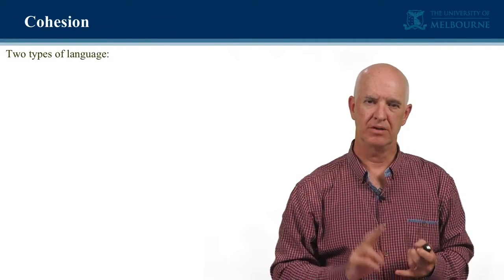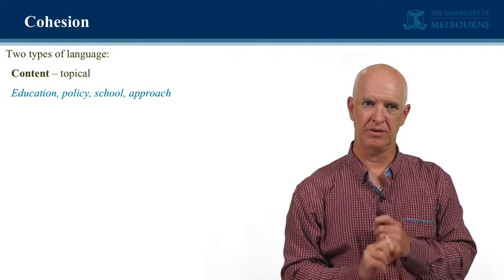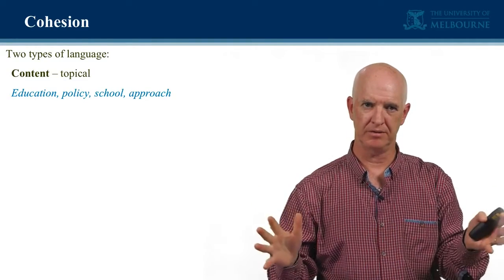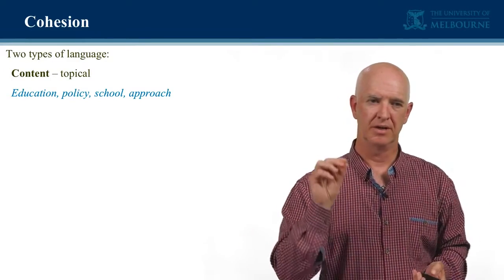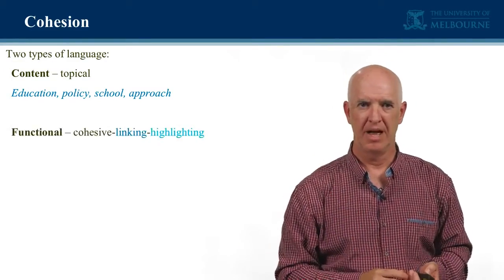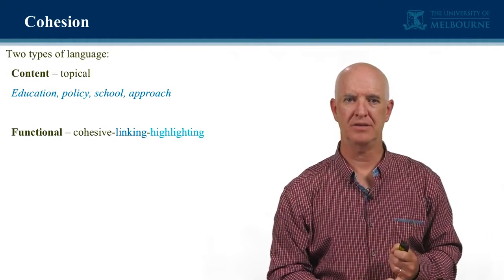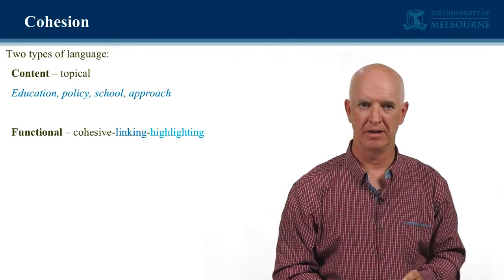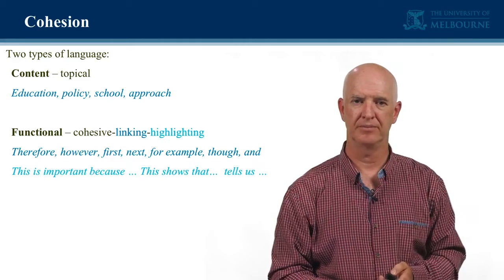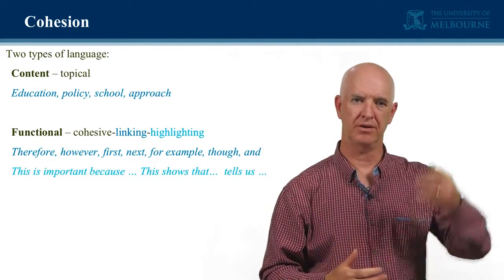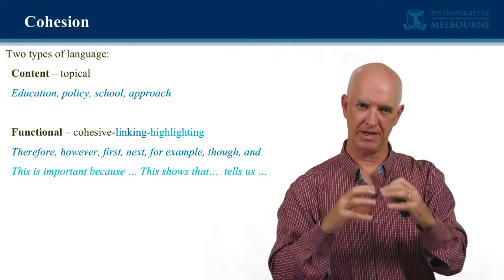So, in terms of cohesion, there are two types of language we're looking at here. There is the content language, which is always topical. It's about things such as education or policy, schools, approaches. It's the what of the writing. And then there's the second type. There's the functional language. It has a cohesive or a linking or a highlighting functionality. Words such as the ones I've got up here. Okay? Make sure that the content language is brought together by the functional language.